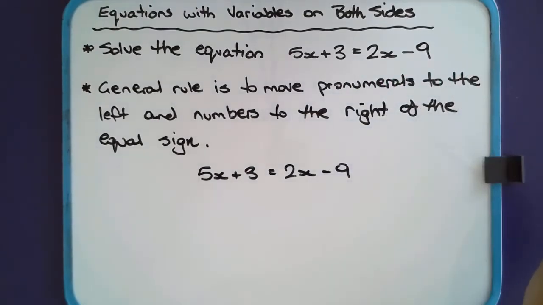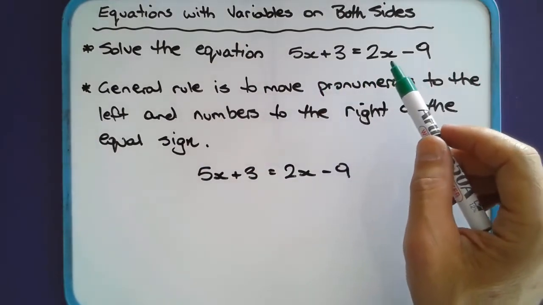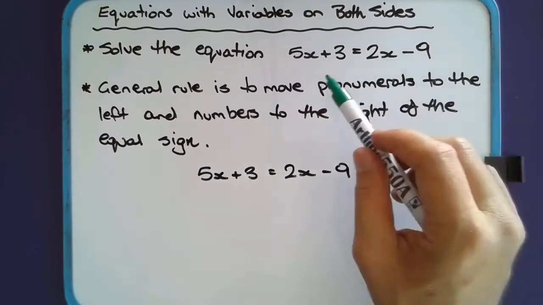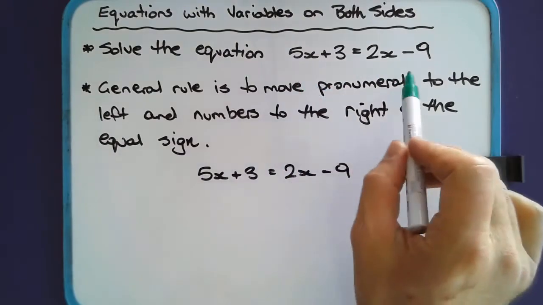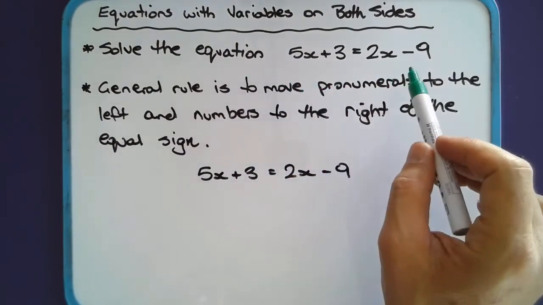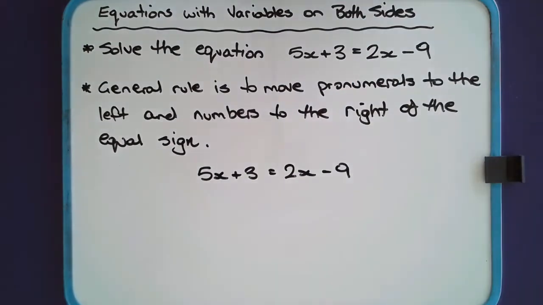Okay, so every equation that we've looked at so far has involved a pronumeral on one side and maybe a number on both sides perhaps. But we've only ever had the one pronumeral. Now we've got two pronumerals, or two variables, one on one side, one on the other. And so this is where we need to add an extra step to reduce the equation down to one pronumeral instead of having two pronumerals on either side.